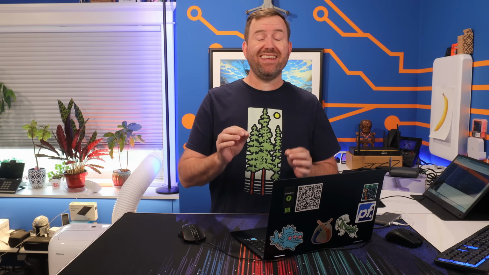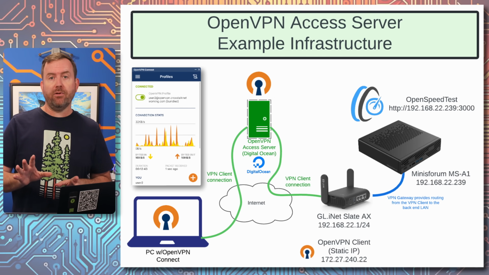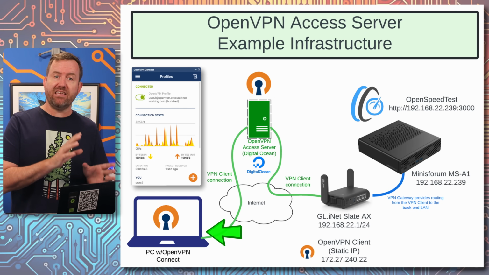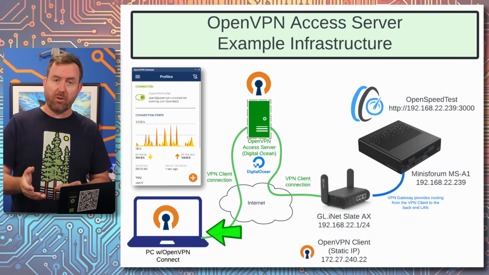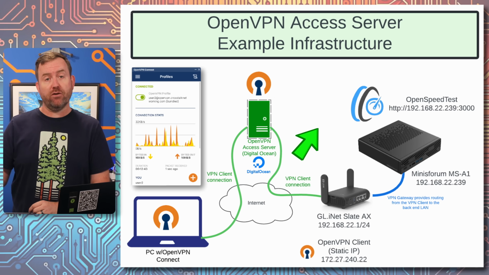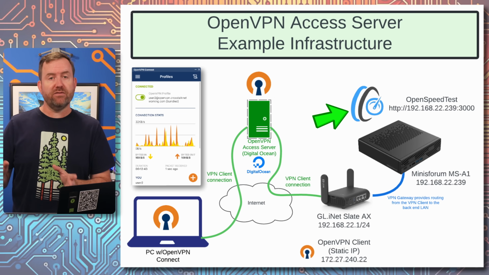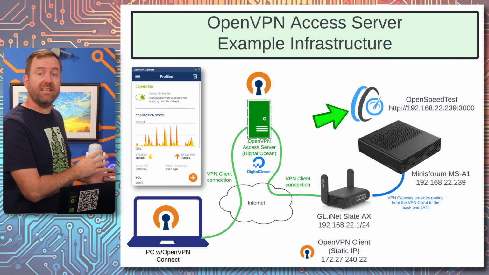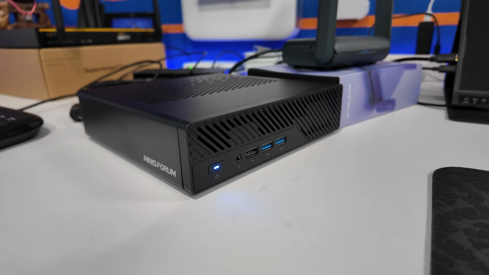At this point, we're ready to start configuring our VPN infrastructure. For my example, I'm going to want to have remote users connecting in from their PCs or their smartphones to be able to hit a service behind my firewall. The service in this case is just going to be a speed test server running on this Minis Forum MSA1. So first we need to add a user to OpenVPN Access Server.